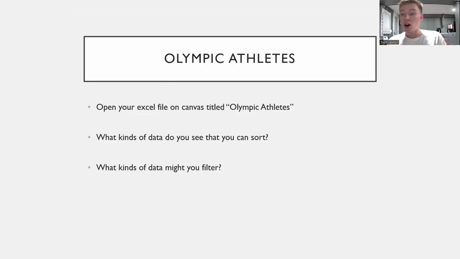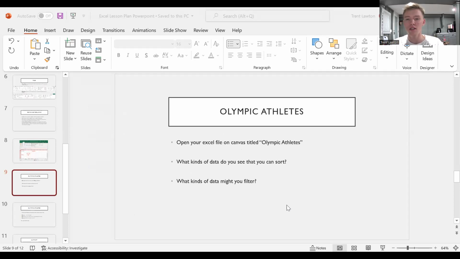So now we're going to move on to the Olympic athletes activity, where we're going to show you guys how to sort. So I just want to ask you a few questions as I pull this open. What kinds of data do you guys see that you can sort, and what kind of data might you filter? So while I open up, think about that, look through the data. What can you sort and what maybe can you filter? While I open up that Excel so you guys can see that.